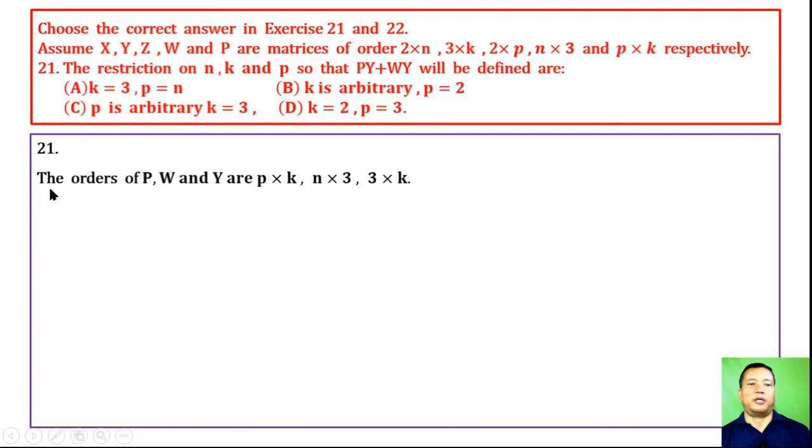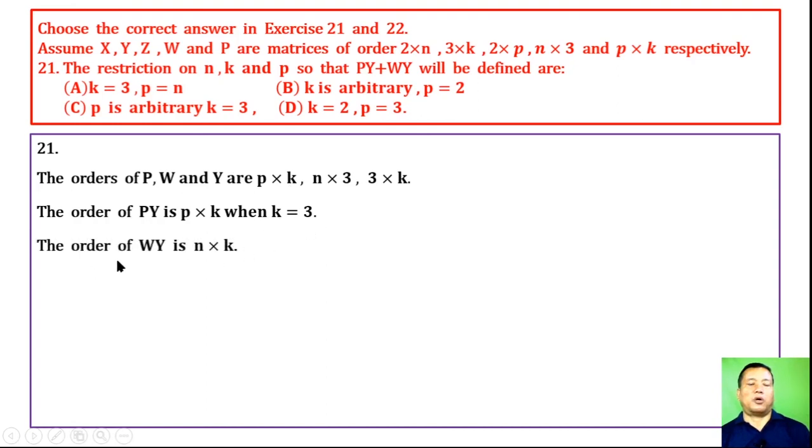Let us try. The orders of P, W, Y: P is p by k, W is n by 3, Y is 3 by k. The order of PY is p by k, where k equals 3. The order of WY is n by k.